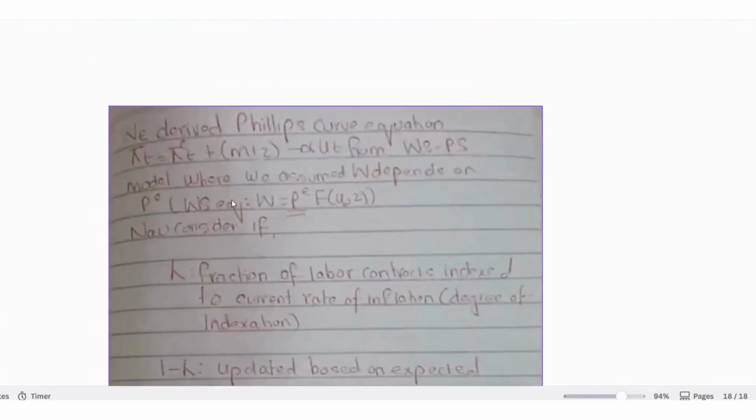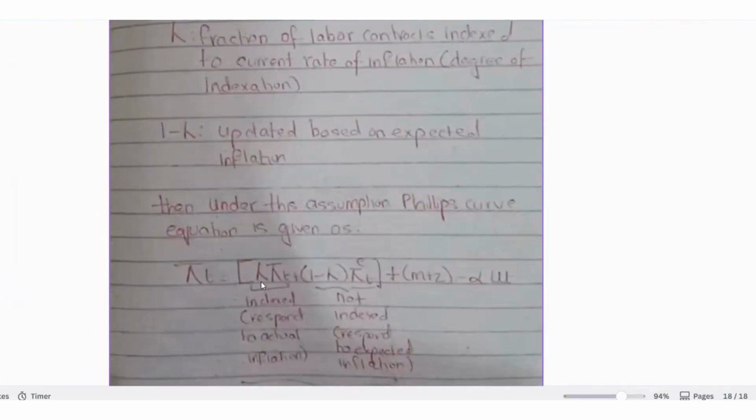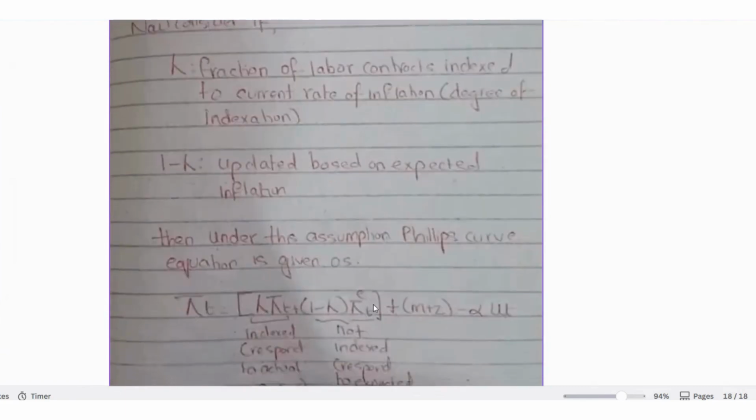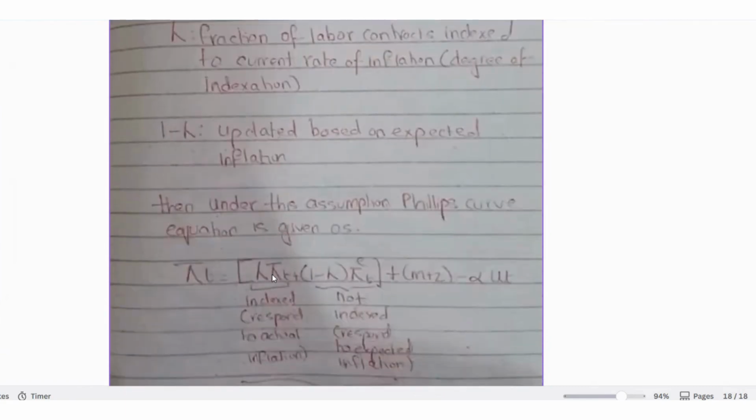Now, instead of pi^e t, which we originally have, we have lambda pi t plus 1 minus lambda pi^e t. Where lambda pi t are those that are indexed, those that respond to actual inflation pi t. 1 minus lambda pi^e t are those that are not indexed, that respond to expected inflation pi^e t, right? So originally we had pi^e t because the assumption was that all wages are set based on expected prices, and hence expected inflation comes into play. Now we're saying that lambda are based on pi t, and 1 minus lambda are only based on pi^e t. So instead of pi^e t, now in this equation of the Phillips curve, we have lambda pi t plus 1 minus lambda pi^e t.